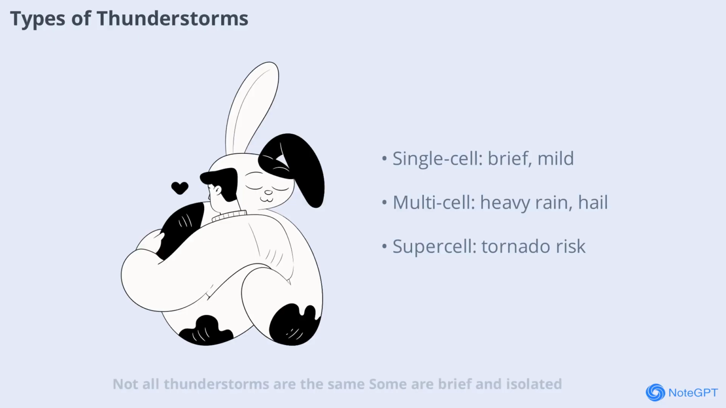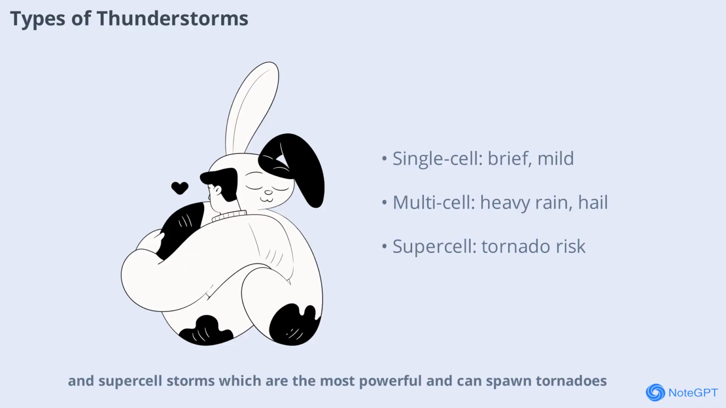Not all thunderstorms are the same. Some are brief and isolated, while others can last for hours and cover large areas. The main types include single-cell storms, which are short-lived and usually mild, multi-cell storms, which contain several storm cells and can produce heavy rain and hail, and supercell storms, which are the most powerful and can spawn tornadoes. Each type has unique characteristics, but all share the same basic ingredients: moisture, rising air, and instability.